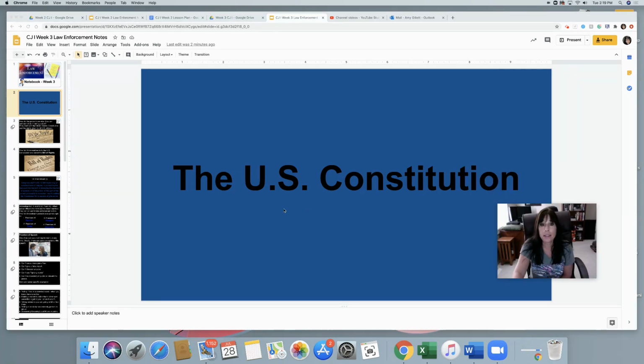So you should write this down in your notebook, week 3. Make sure you number your weeks in your notes. And your first heading here is the U.S. Constitution. Some of this you may have learned already, and if you haven't, you absolutely will this year, your junior year, in your American history class. So we're not going to talk about all of the parts of the U.S. Constitution, but there's quite a bit of it that does directly impact police officers and policing and how they do their job.